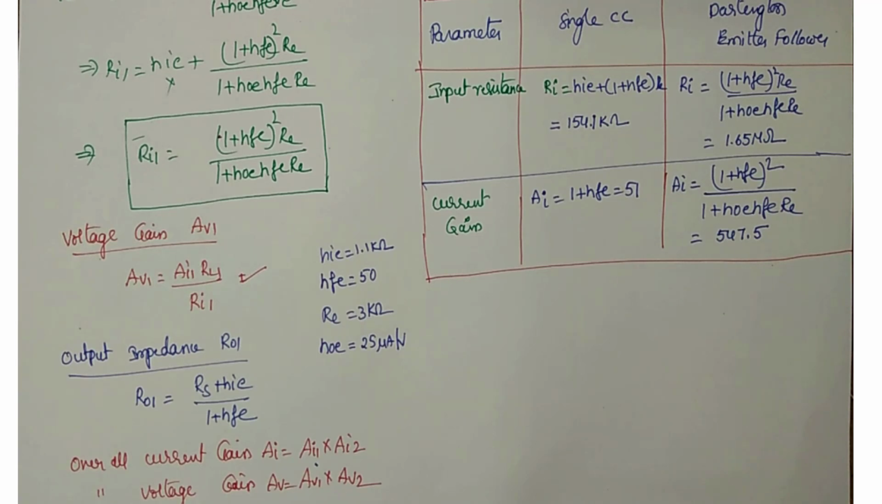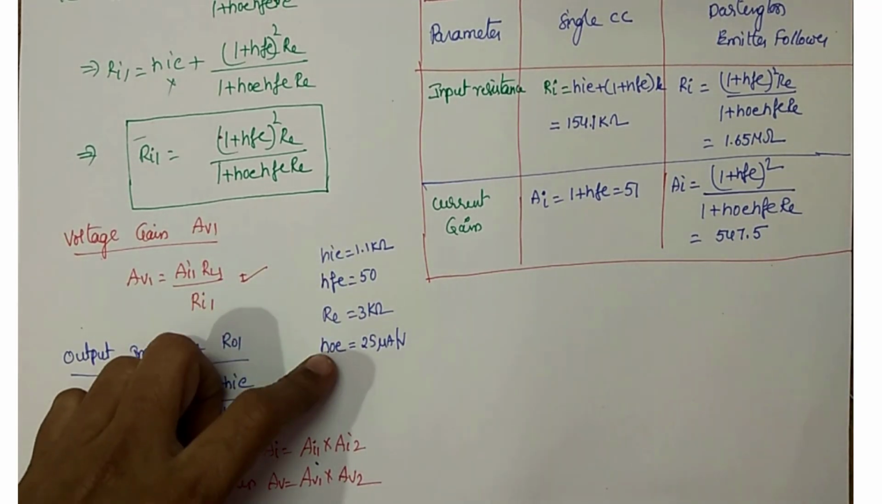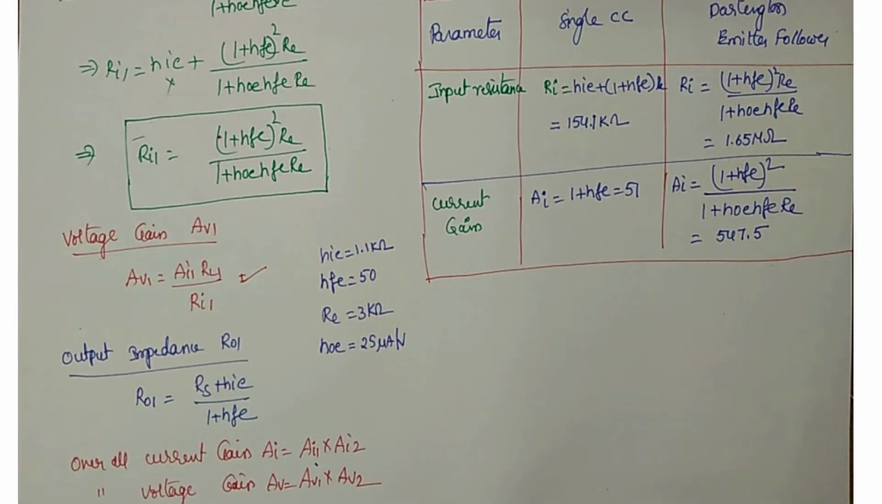What about the problem? Same. Here also they will mention all the values like these, along with RS. Just substitute all these given numerical values into the expressions. You'll get all the voltage gains, current gain, input impedance and output impedance.